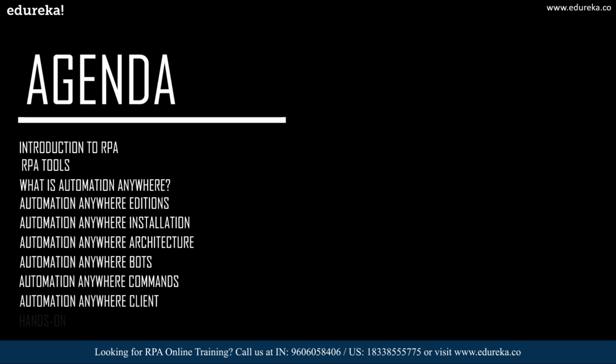We'll start with Introduction to RPA, where I'll talk about the basics of robotic process automation, and then I'll introduce you to the top tools in today's market. After that, I'll introduce what is Automation Anywhere and then talk about its additions. Once that is done, we'll look into the installation of Automation Anywhere, and then I'll explain you the architecture of Automation Anywhere. After that, we'll talk about the different types of bots provided by Automation Anywhere, and we'll discuss the top commands in Automation Anywhere. Once that is done, I'll give you a walkthrough of the Automation Anywhere client, and finally, we'll end this session with a hands-on, right? So I hope the agenda is clear to you guys.